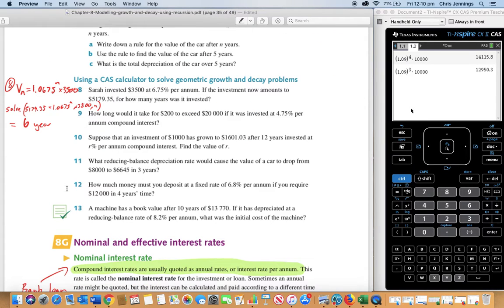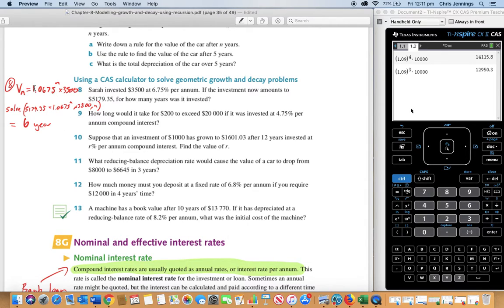And I did question 8 as well. Sarah invested $3,500 at 6.75% per annum. If the investment now amounts to $5,179.35, how many years was it invested? I just wrote the rule out first of all to try and not make it as confusing.